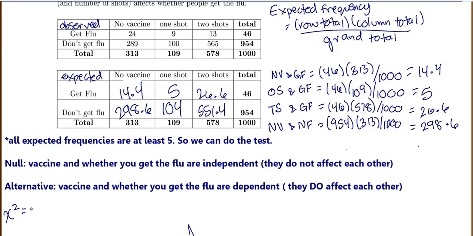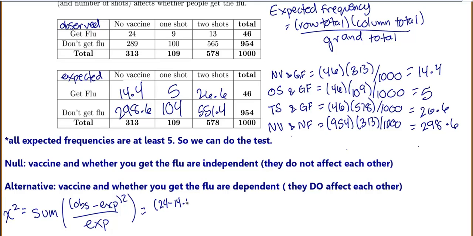Now next, let's find our actual chi-square test statistic. So it's going to be the sum of each observed minus expected squared over the expected. So my first one, my observed is 24 and the expected is 14.4. Squared over 14.4. And notice you're matching up the same spots. So this spot corresponds to that spot.